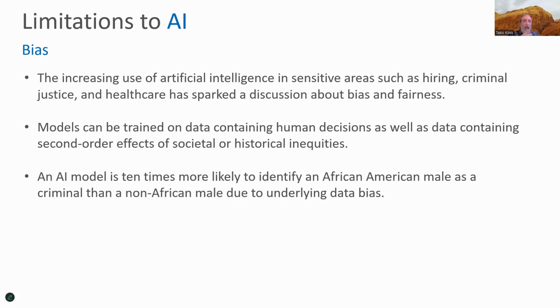This is kind of interesting. I think that the bottom bullet is troubling, right? Because an AI model is 10 times more likely to identify an African American male as a criminal than a non-African American male due to underlying data bias. That's terrifying to me too. Just because data says one thing, keep in mind there's bias that incarcerated those people in the first place, right? And so this is something we have to be really, really careful with going into the future.